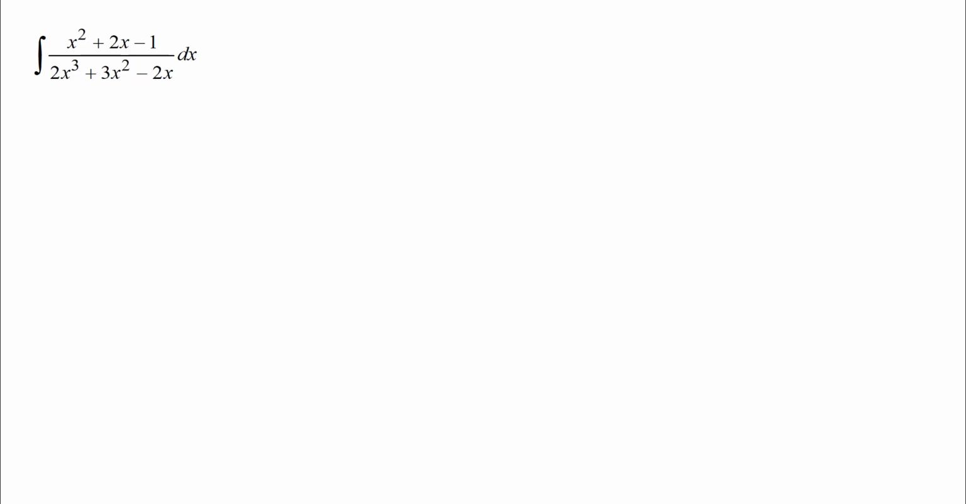Could I do a u substitution? It's possible that you might think about letting u equal the denominator and then think through if you have the right expression for the du. Your du would be 6x squared plus 6x minus 2 dx. And so I can't really make that work with what I have on the numerator here, so u substitution is not the way to go.